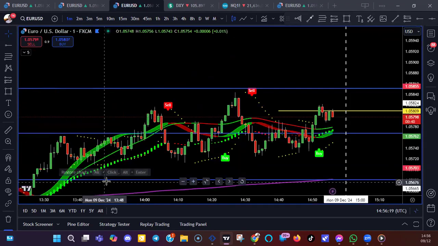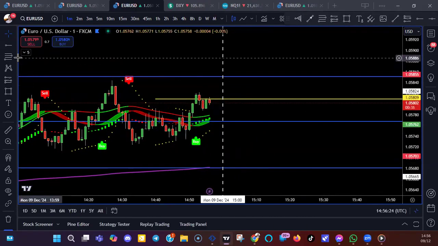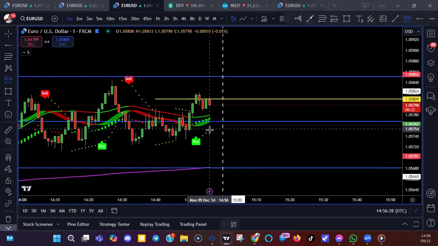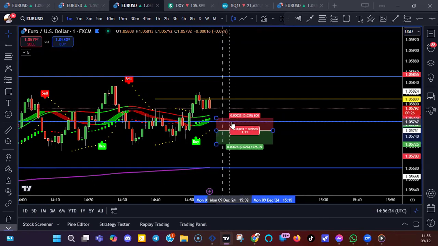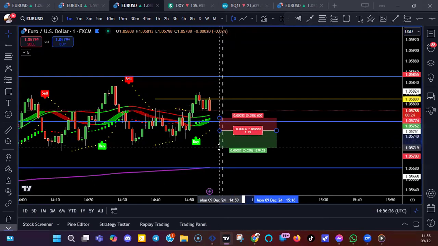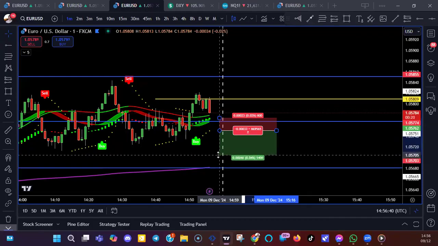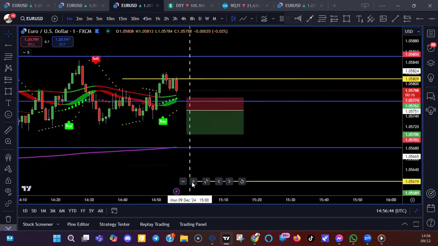I'll show you what they look like. This is the EUR USD. We go to the short positioning tool, keeping a minimum of 2.2 pips away. This is what it would look like on the EUR USD, taking our 2 to 1 down here, very roughly in a minute.